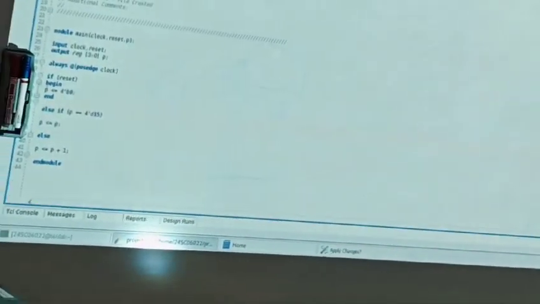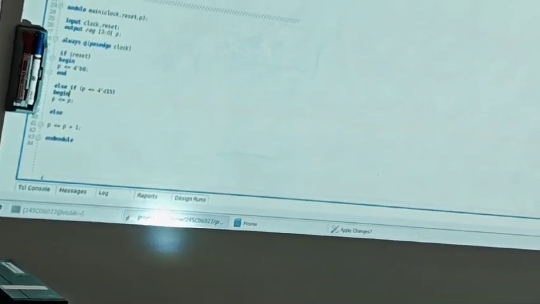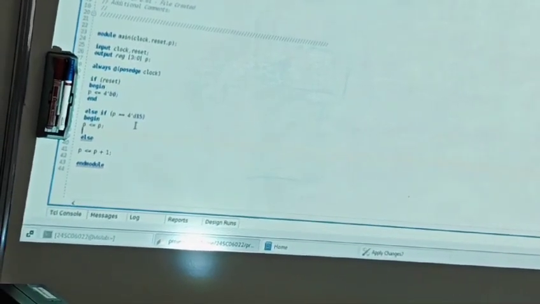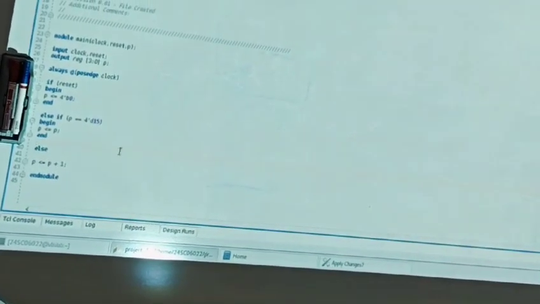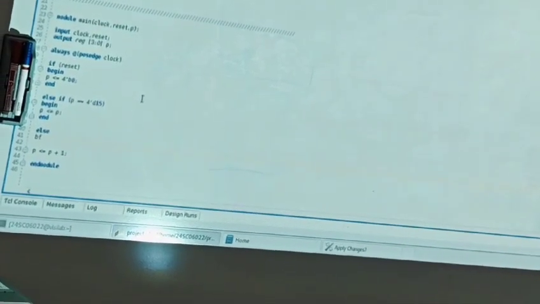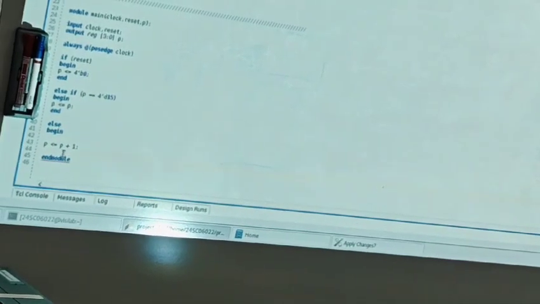So always at the rate of posedge clock is something that we have to write as part of the syntax. After always there is a space. Is there a space over there? Okay, yeah, there is a space. Then at the rate of, bracket open, posedge. Then another space, and then you have the clock, the variable name which you have written.